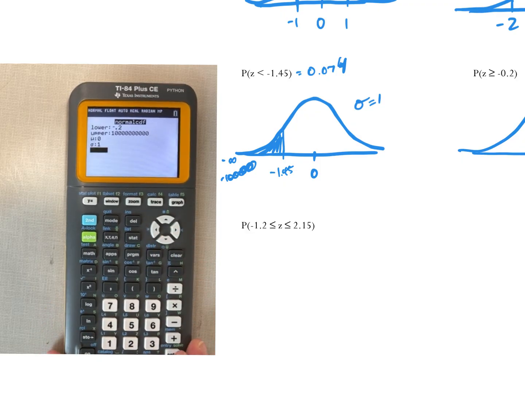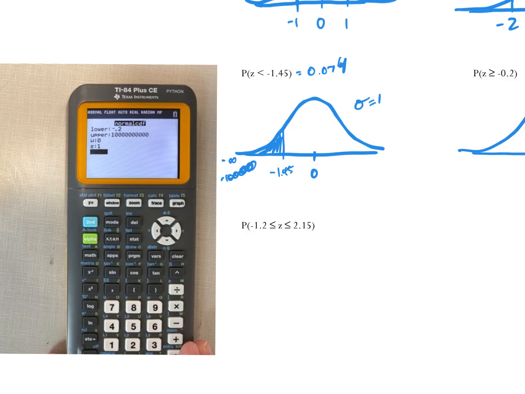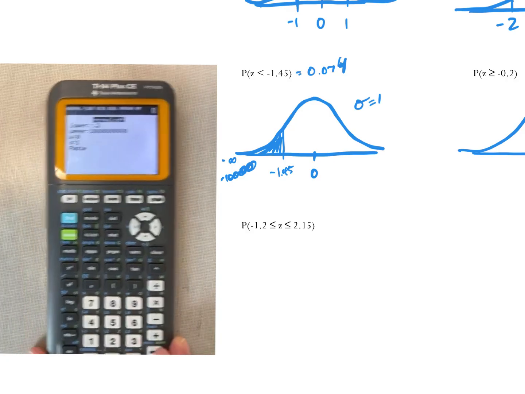Poor Tatum. She's watching this video. She's not watching it right now, but it will be present tense for her when she watches the video, and the calculator's off screen for half of it.